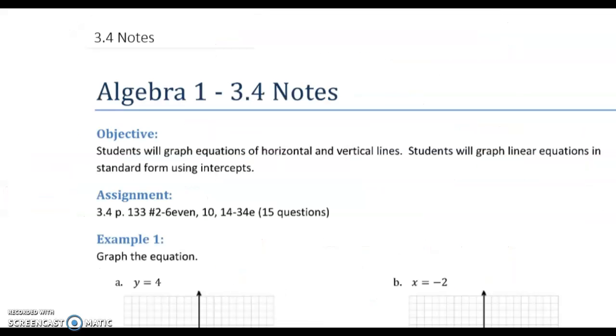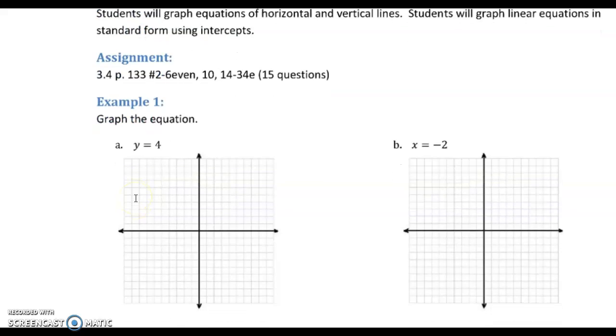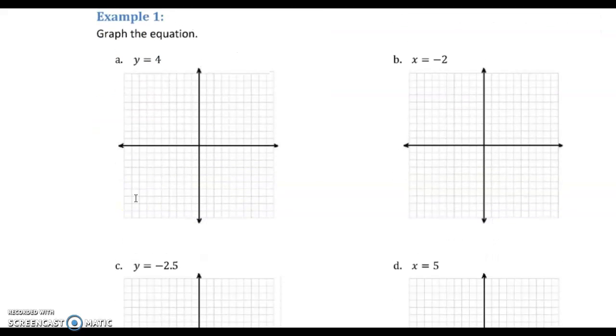Okay, let's look at some notes here. We're not going to do all of them because we've done a lot of practice here, but let's do some quick examples. So I'm going to have you graph the equation on example 1a of y equals 4. Okay, so y equals 4 would be a horizontal line because y equals is horizontal, going through 4, 1, 2, 3, 4, and all the way across. Always extend it all the way across. That would be the graph of y equals 4.